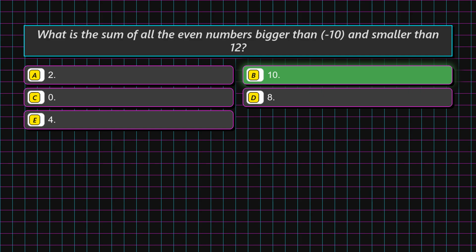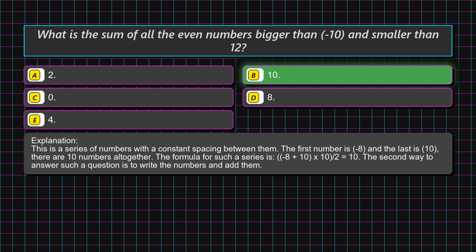The correct answer is option B, 10. This is a series of numbers with a constant spacing between them. The first number is -8, and the last is 10. There are 10 numbers altogether. The formula for such a series is (-8 plus 10) x 10 / 2 equals 10. The second way to answer such a question is to write the numbers and add them.